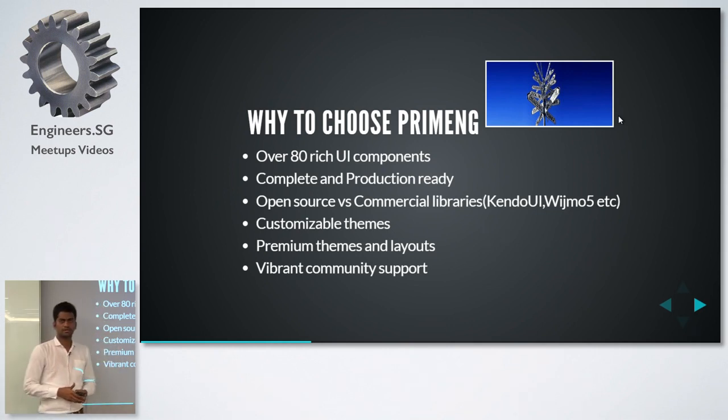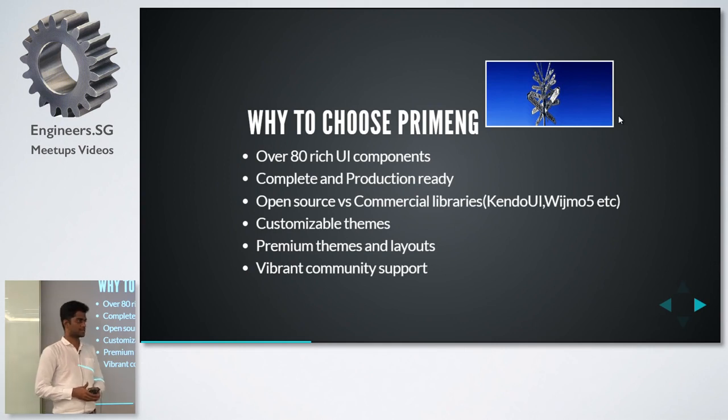Actually, Angular 2 was released 3 months back, right? October or November. When it was in alpha or beta stage, PrimeNG started. At that time, we saw that TypeScript is a better option compared to JavaScript, and it will provide all the features, type system and everything. So considering this, PrimeNG started in January 2016. As of now, there are around 80 plus components.